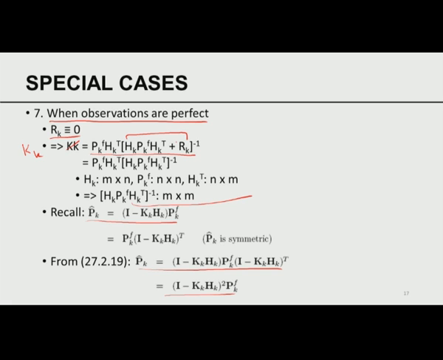Rk is 0. If Rk is 0, I have to compute the inverse of this. Hk is m by n, Pk is n by n, Hk transpose is n by m. Therefore this matrix is an m by m matrix. The whole question comes in: how do you know this matrix is invertible? So that could be trouble. So when you have a stochastic dynamic model, when there is a perfect observation, the Kalman filter computationally could face difficulty because this matrix may not be non-singular.